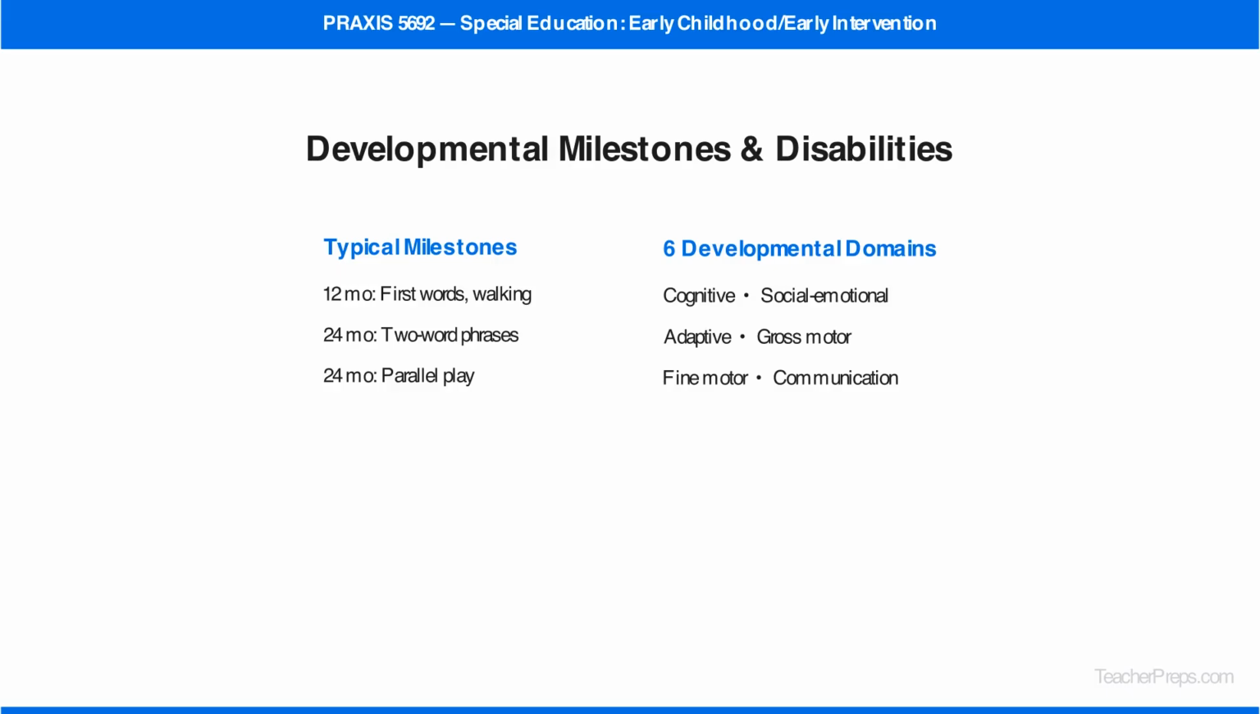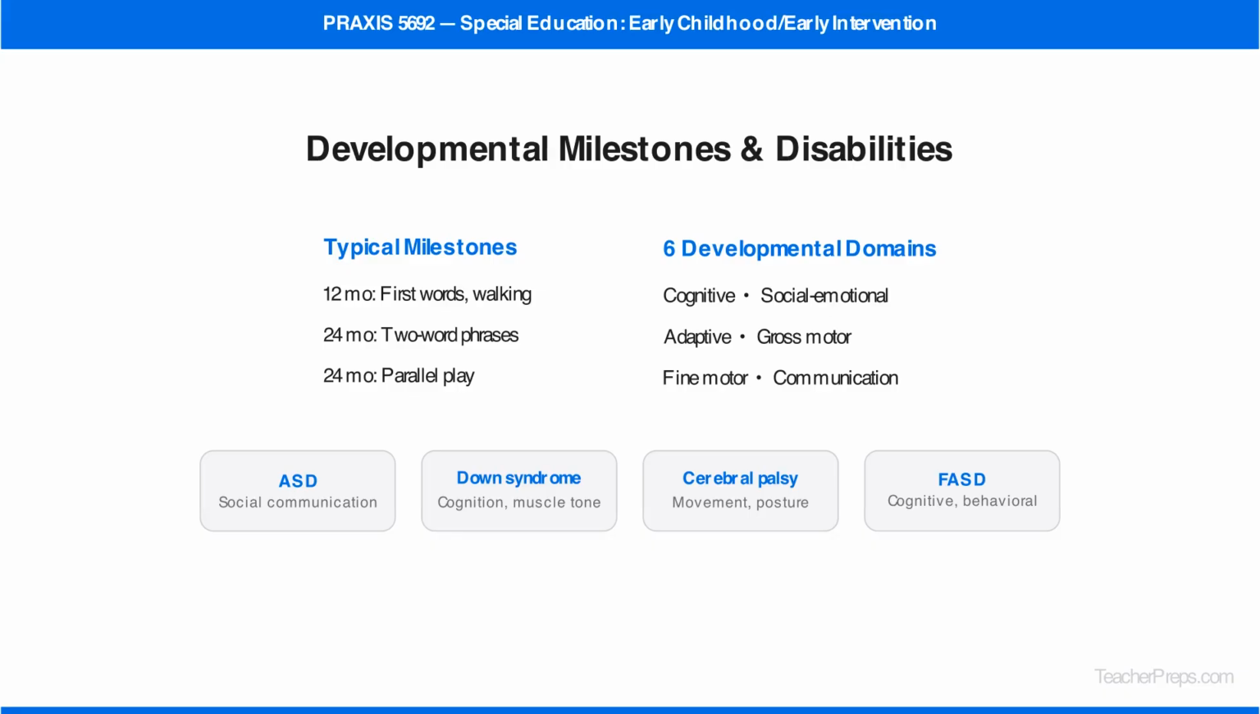Most children say first words around 12 months and walk independently around the same age. By age 2, children typically combine 2-word phrases and engage in parallel play. Atypical development means a child is significantly behind in one or more areas. The key developmental domains are cognitive skills, social-emotional skills, adaptive skills like feeding and dressing, gross motor, fine motor, and communication, which includes both expressive language, what a child says, and receptive language, what a child understands.